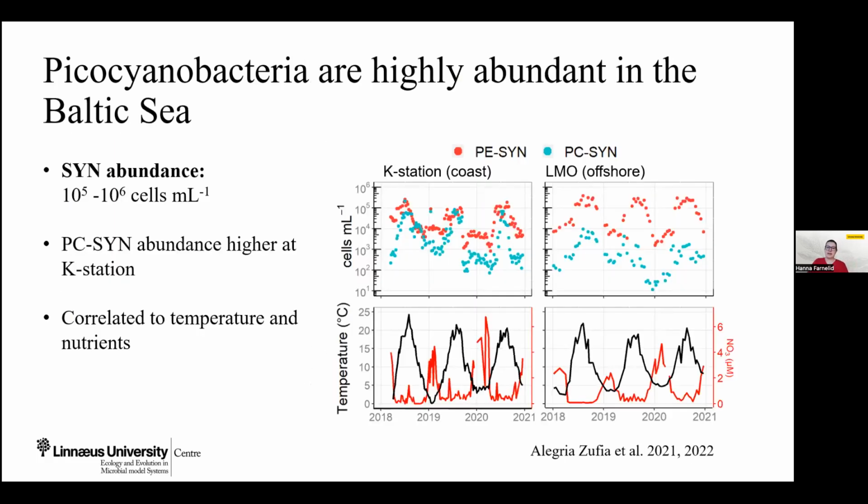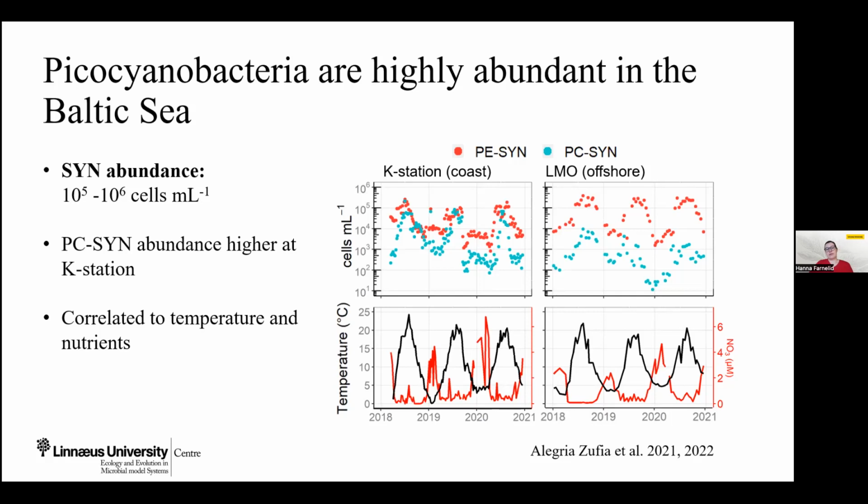And if we move then into the Baltic Sea and our case station and the Linnaeus Microbial Observatory, what we have done is to divide Synechococcus into two different functional groups based on the pigment. And here, the red dots are showing the phycoerythrin-rich Synechococcus. So the ones that were pinkish in color or reddish in color that you saw on the picture earlier. And the light blue are the phycocyanin-rich Synechococcus, which were green in color.